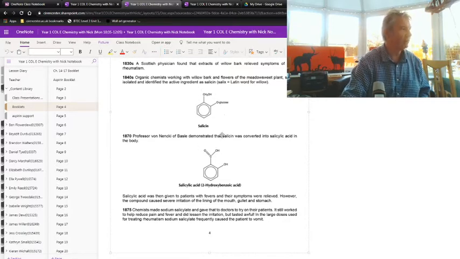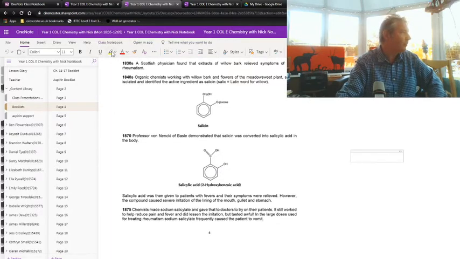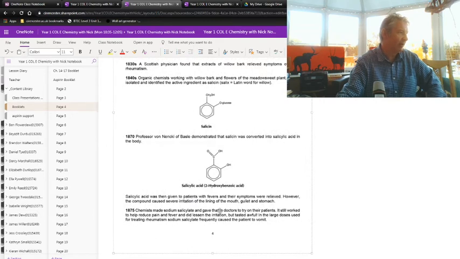And the glucose has been cleaved, and in fact that's what's actually happening inside our body. The alcohol is being oxidized, and the glucose is being cleaved to give us this molecule. And that was found to cause pain relief, except it had some problems. Some of the problems were that it would cause irritation of the lining of the mouth and stomach.